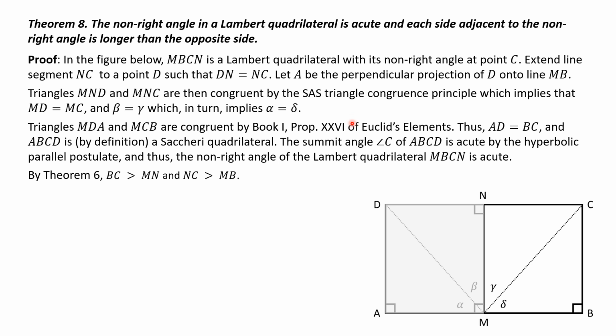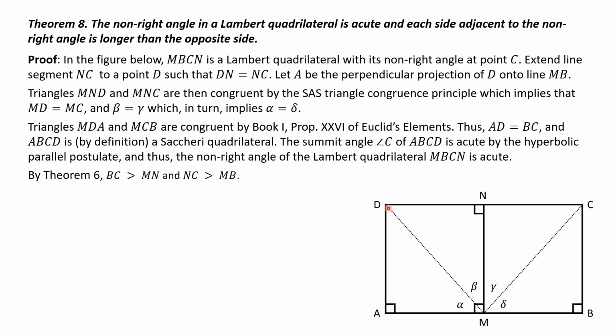So what we're going to do is extend this Lambert quadrilateral into the Saccheri quadrilateral, and let's do that. The first thing is we extend the segment NC out to a point D such that DN is equal to the length NC, stated here. And then we drop a perpendicular down from D down to this line here, MB. We'll call that point A, and then this is 90 degrees.